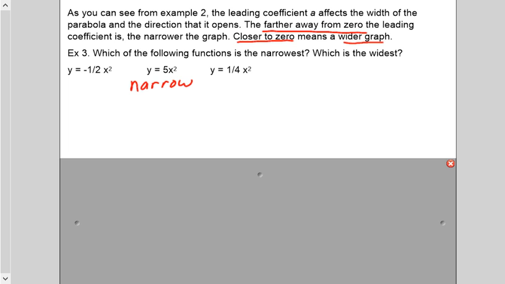The other 2 choices, I've got a half and I've got a 1/4. Which one of those is closer to 0? 1/4 is a smaller fraction, so it's closer to 0. So this would be your widest graph. The one that's 1/2 would be the one that was in the middle. Not narrow, not wide, but somewhere in the middle. Okay. Remember, the negative sign tells you if it's going to open up or open down. The size of that number, how far away it is from 0, tells you it's going to be wide or narrow.